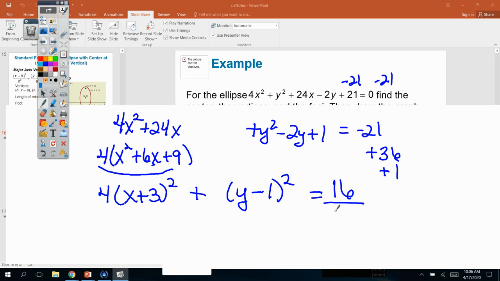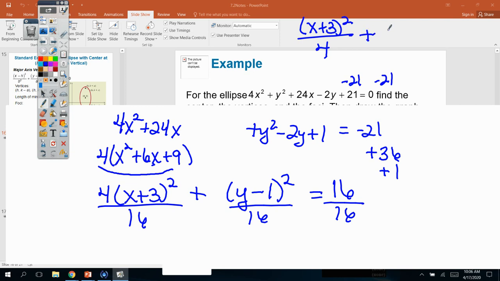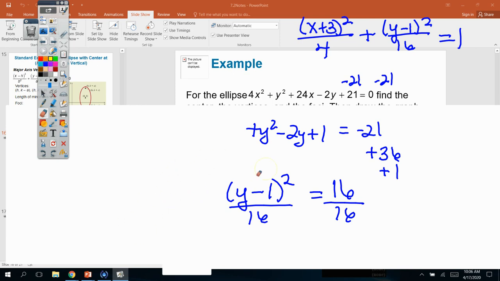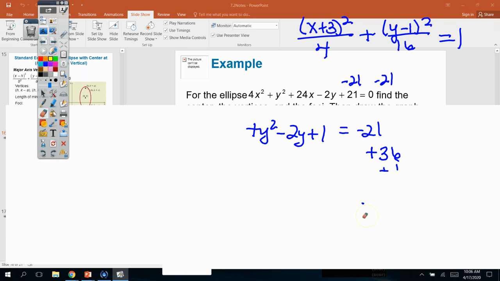So now you divide everything by the 16 to make it equal 1, and you simplify this fraction right here. And the graph I'm going to be looking at is x plus 3 squared over 4, because 4 over 16 is 1/4. The second one is fine. No fraction to simplify there, equals 1, which is what I needed to do. So that is the steps I said might be a little confusing as far as completing the square goes. But once you get it looking like this, we can go to the graphing and finding the points.